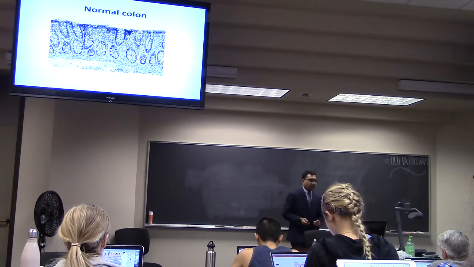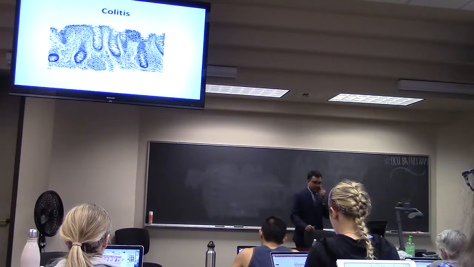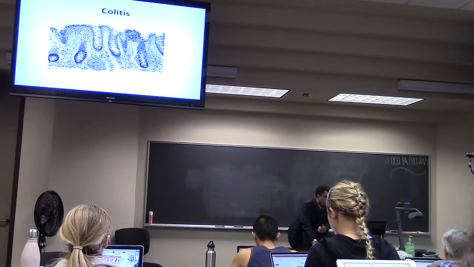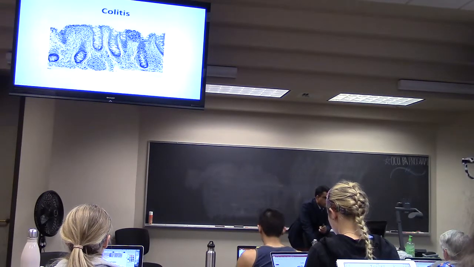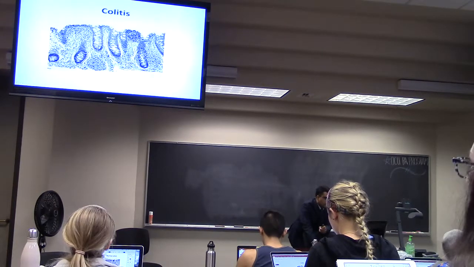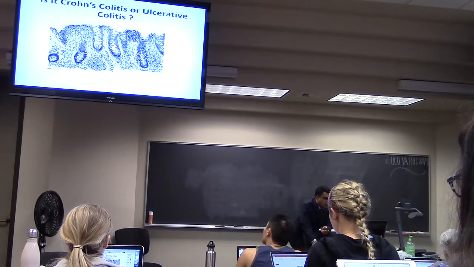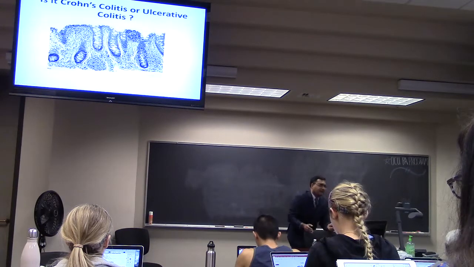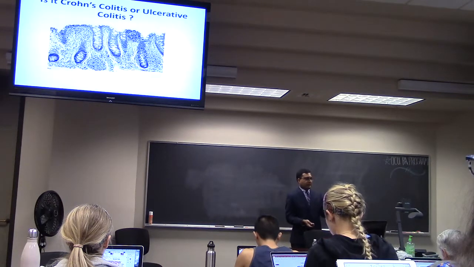This is how your normal colon looks. This is how a colitis looks. What are you seeing in this colitis? You're seeing something abnormal, right? So spacing of crypts, you're seeing some branching of crypts, you're seeing something else. You're seeing this thing, right? This is not normal. So is this Crohn's colitis or ulcerative colitis? This is colitis. We got it now, the crypt spacing, crypt distortion. What is this thing?